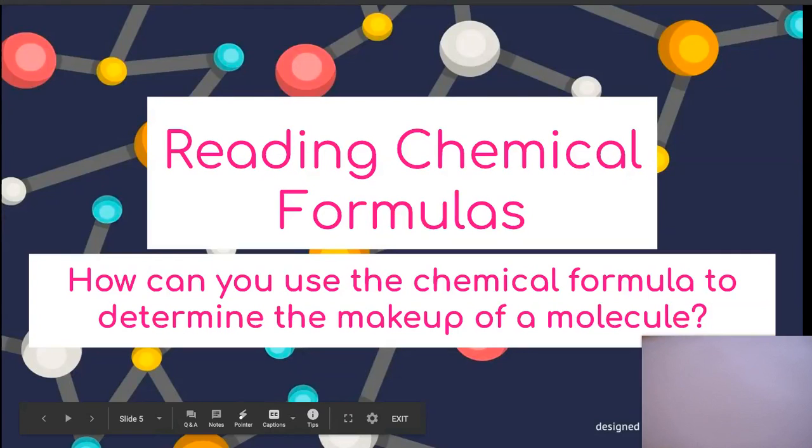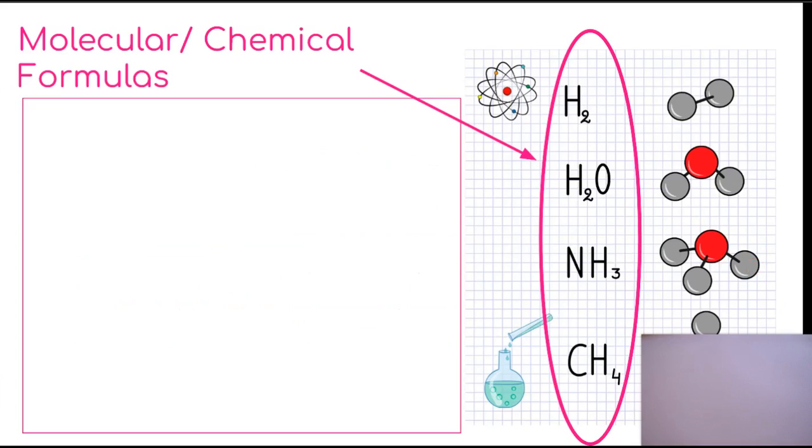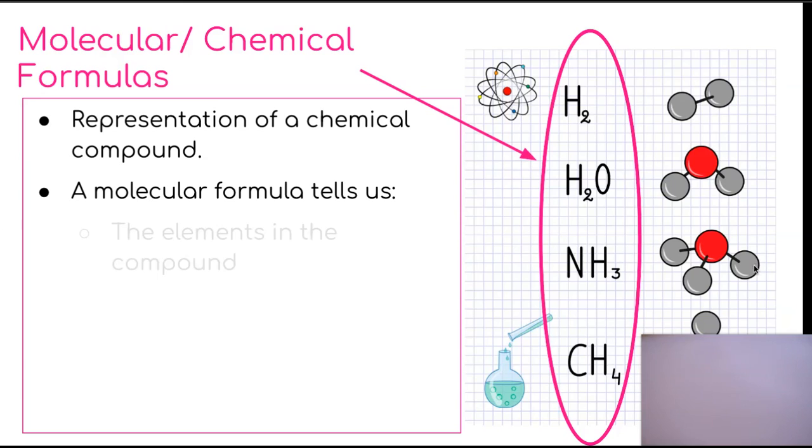Hello. In today's video, we'll be going into a little bit more detail about reading chemical formulas and how we can use the chemical formula to determine the structure of a molecule. As a review from our last lesson, we know that the molecular or the chemical formula is a way of representing a chemical compound. We know that the molecular formula tells us three things about the compound.